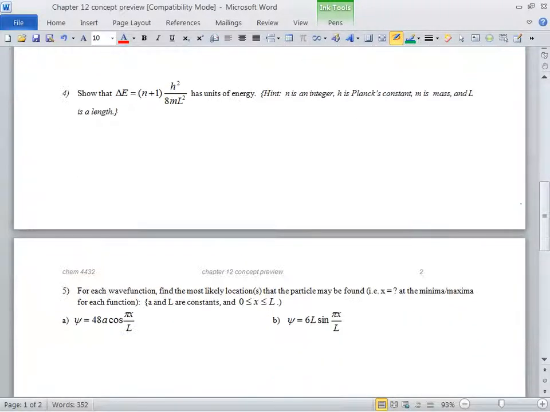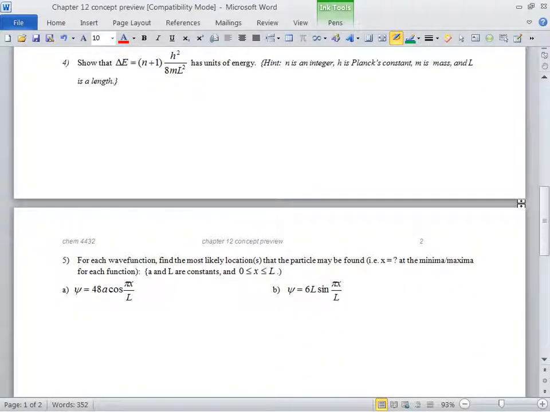Show that delta E. The delta means what again, Gloriana? Isn't that X, Y, and Z? Oh, we had this one. That meant dx, dy, dz. That was del. But this guy is delta. So what does that mean? Delta E, final minus initial. Just change. So the change in energy, final minus initial. Show that it has units of energy.